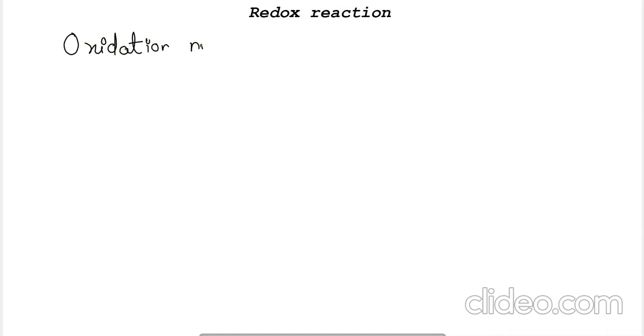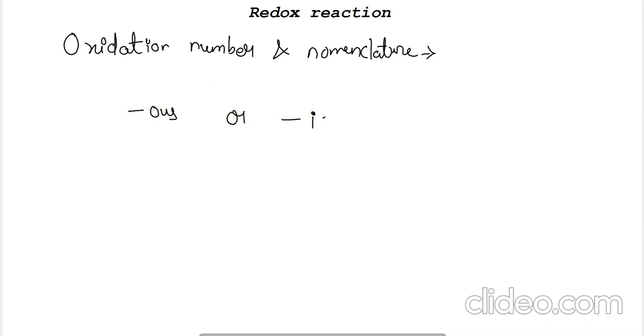Oxidation number and nomenclature of compounds. So in the earlier times, the compounds which were having two ions were named by using the suffix OUS or the suffix IC. Okay, these two suffixes were used in order to represent the elements which were having two different ionic states, two different oxidation states. Then they were represented by using these two different suffixes.